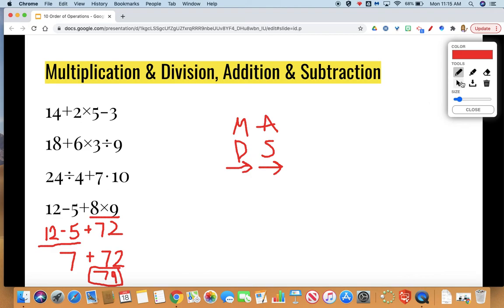All right, you guys, that's all I have today for MDAS. We're going to add in exponents in your next lesson. Check in with your teacher if you have any questions.